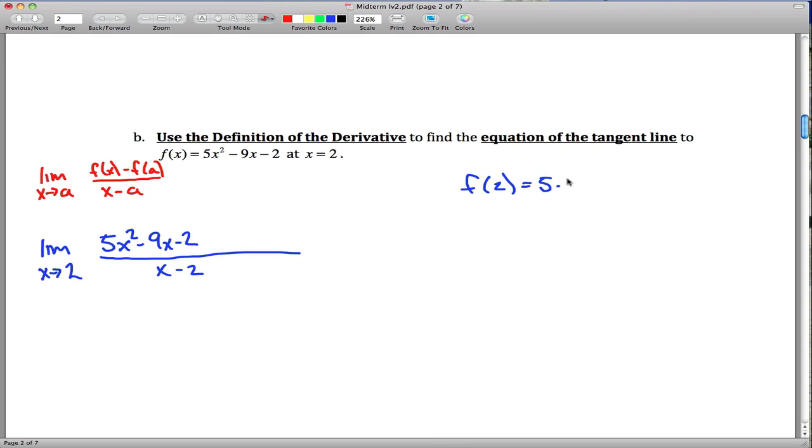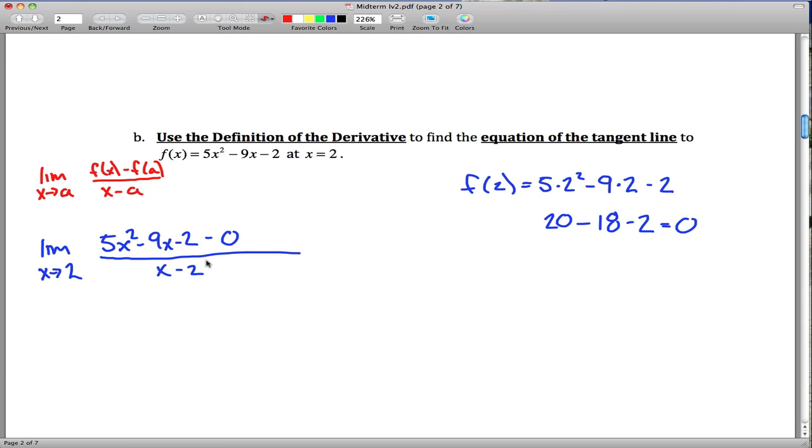That's 5 times 2 squared minus 9 times 2 minus 2. Number's getting a little big here. 2 times 2 is 4 times 5 is 20. Minus 9 times 2 is 18. Minus 2. Looks like we end up with a 0 up top. So f of a is 0. Kind of nice. We don't even have to have anything there.